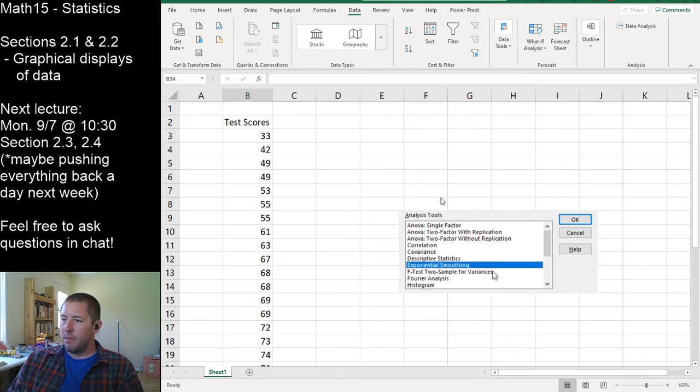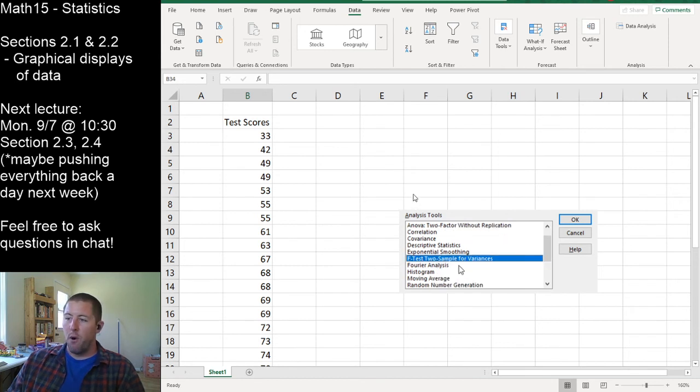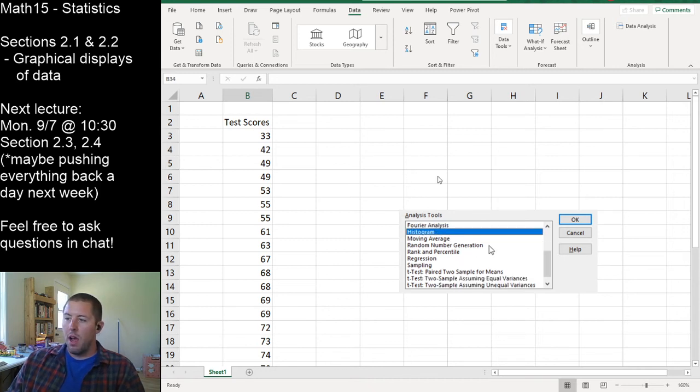We will not do any exponential smoothing. F-test two-sample for variances, that's associated with the ANOVA. This will be our second to last chapter of this class. Fourier analysis, I don't know why that's in there. It's a calculus topic. There's the histogram that we're looking for. You should see other things down here.